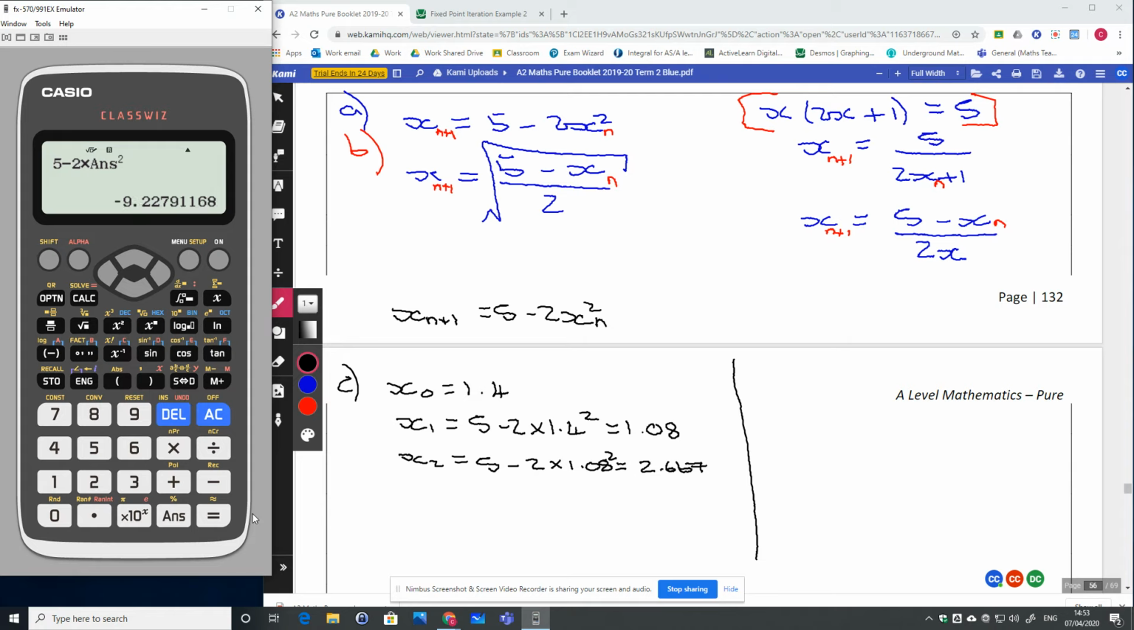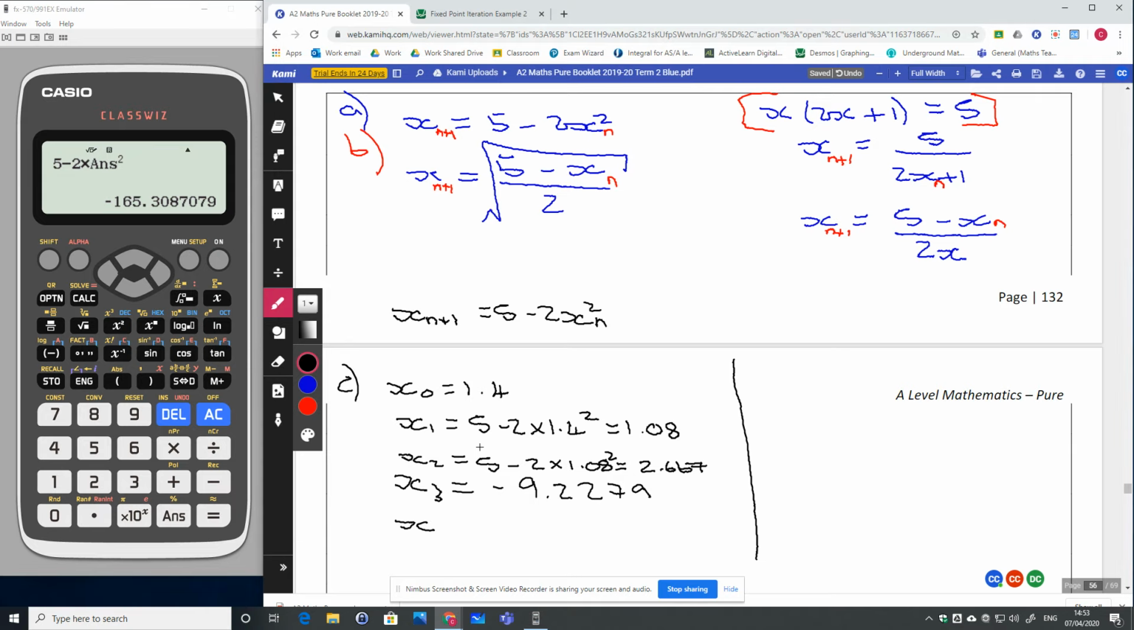So to get x3, all I need to do is press equals. So rather than having to keep typing it in, it's just a little bit faster. To get x4, we press equals. Now, what I'm looking for is the root of my equation. And we know from our previous work on this equation that our answer should be close to 1.4 because 1.4 is correct to 1 decimal place.